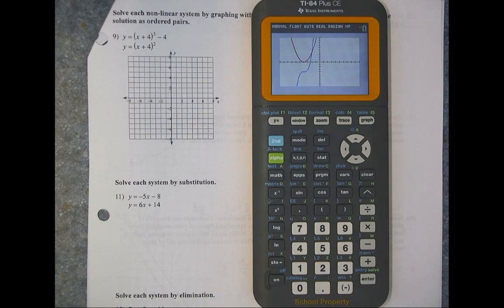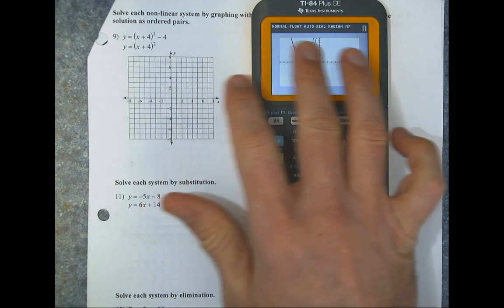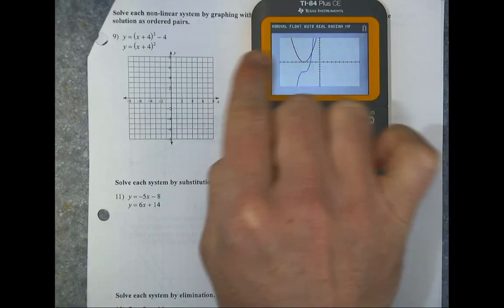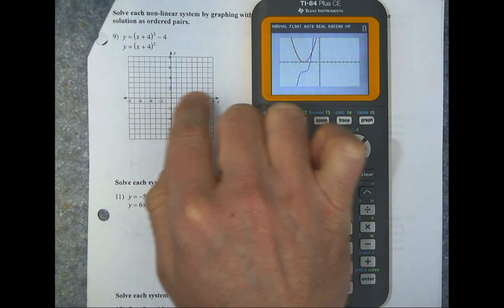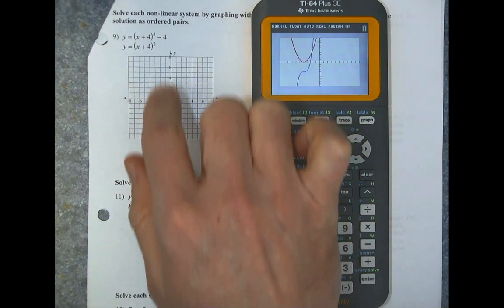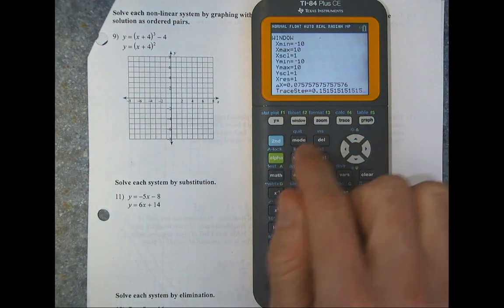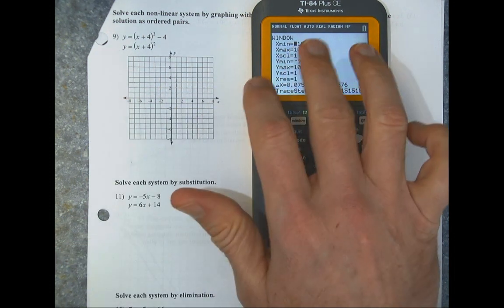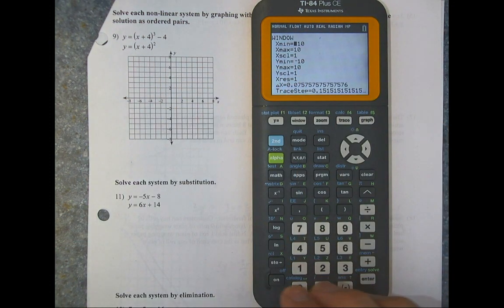Let's see, I've got one intersection there. Now if I want this graph to match, I need to make sure my window is 1, counting by ones, which it should be if it's in standard. But my y minimum, y maximum, x minimum, x maximum on this graph, the one that I have to draw this on, are 8 and negative 8, where my standard window here is going to be negative 10, positive 10.